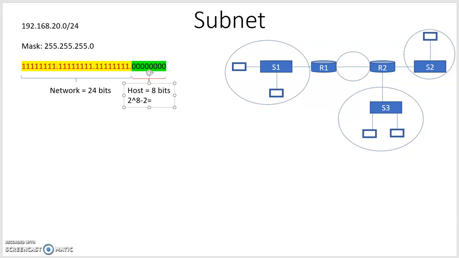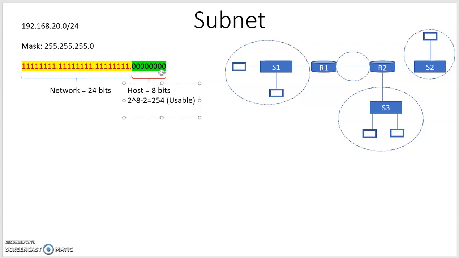Why minus 2? Because the first one is reserved for the network address and the last one is reserved for the broadcast. So the rest of the IP addresses in between them are the usable IP addresses. So in this case, 2 to the power 8, that's 256 minus 2, 254. So 254 usable IP addresses are available. Okay, so these are the usable IP addresses.